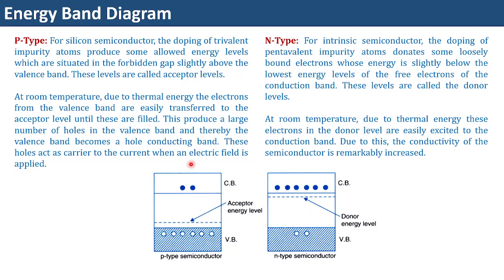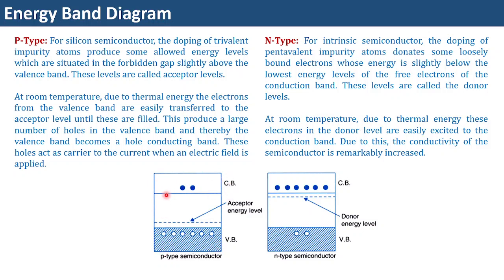So let us first go into the p-type. In p-type, for silicon semiconductor, the doping of trivalent impurity atom produces some extra allowed energy level which are situated in the forbidden gap slightly above the valence band. Now what happens? Till now we had the notion that in case of an intrinsic semiconductor there are two bands only. One is a valence band, another is a conduction band.